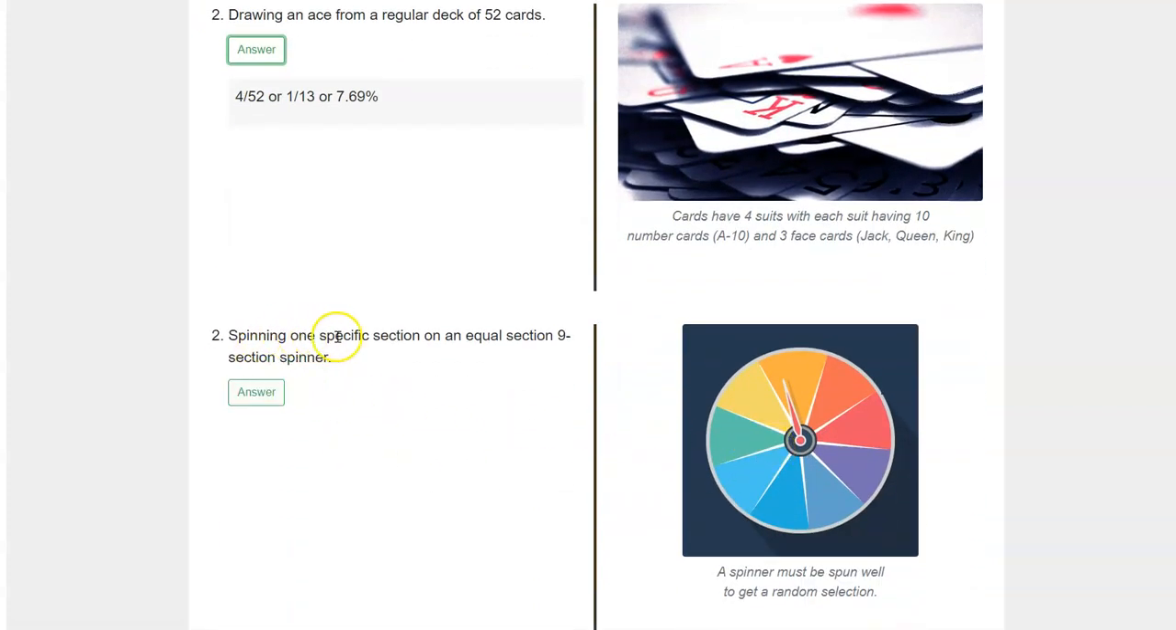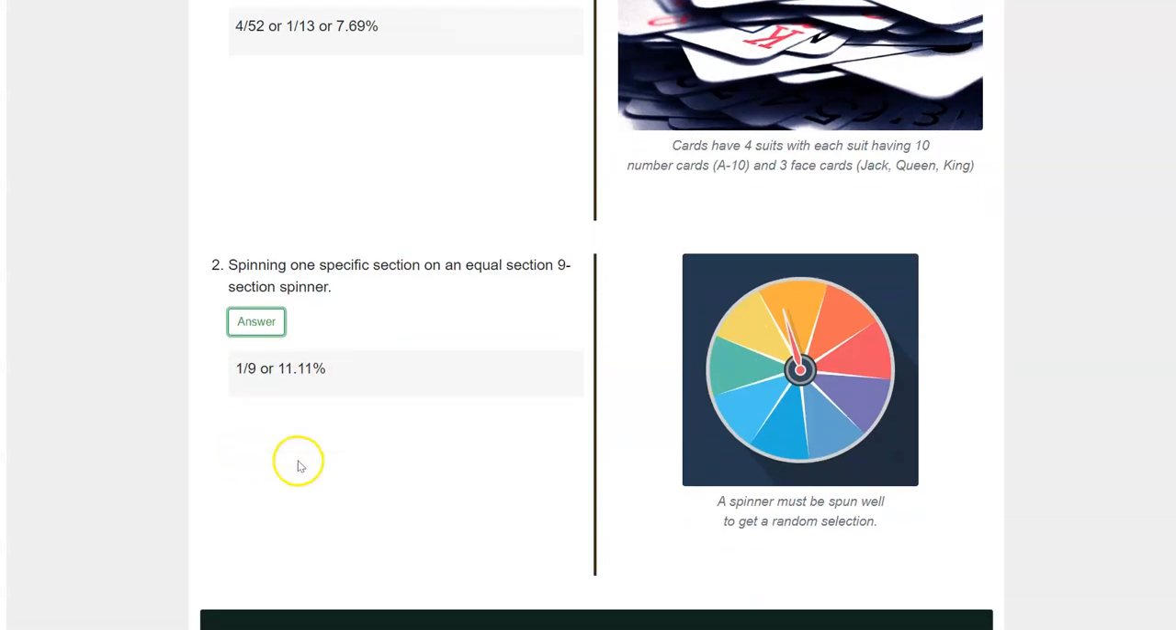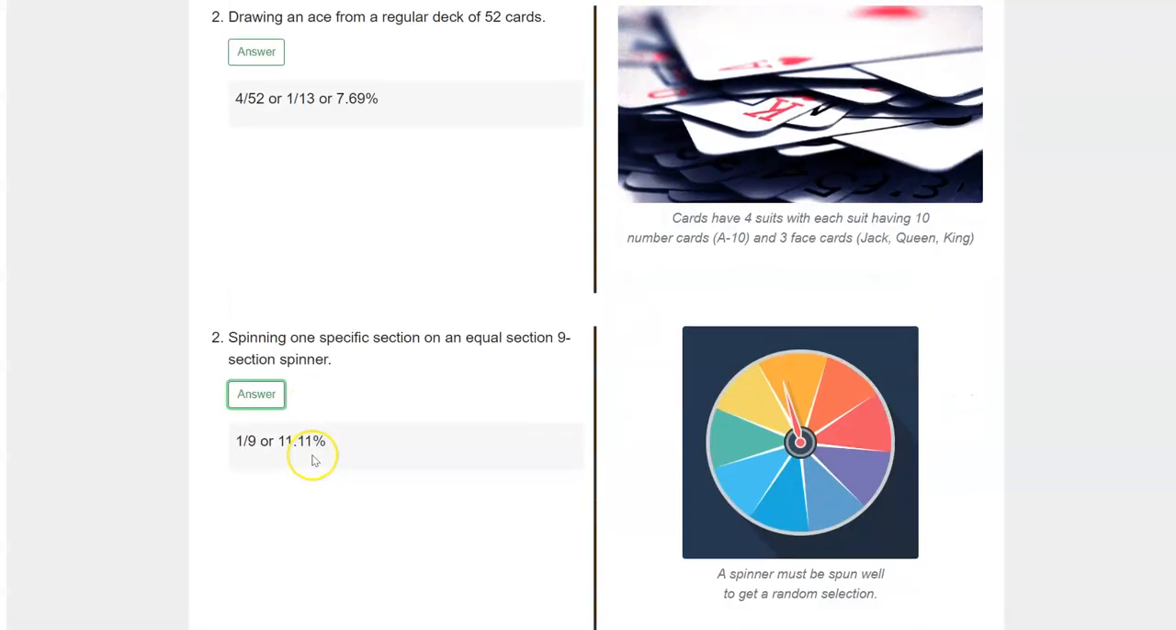You get a spinner like this. If I said spin one specific section, there's 9 sides here, and I said, what's the probability of success? You would say 1 over 9, right? So if I said one specific thing, a green, let's say this is only green. There's one green, 9 total outcomes. So that's it for your introduction to probability. I do want to go over a couple things.